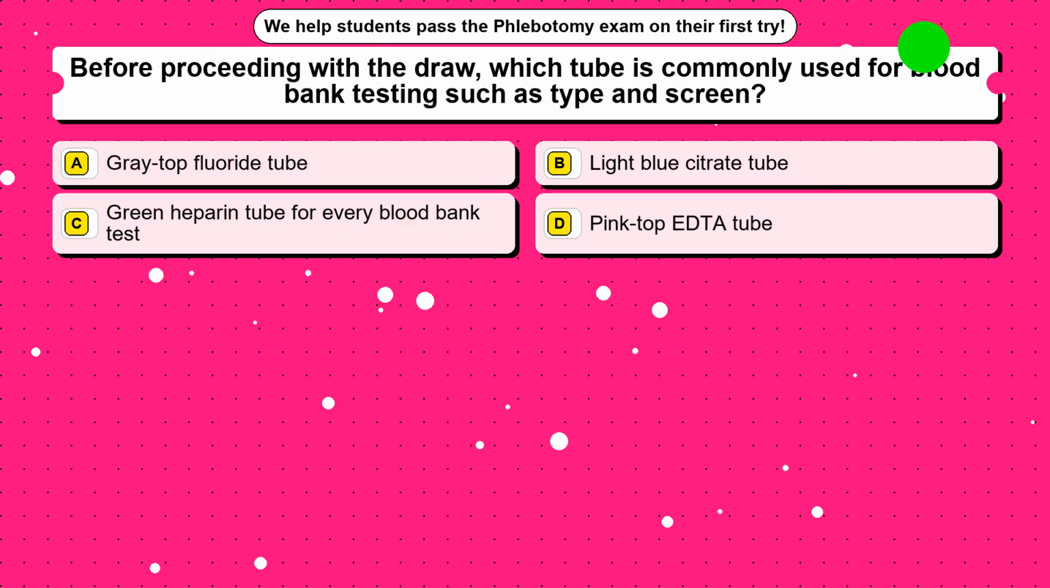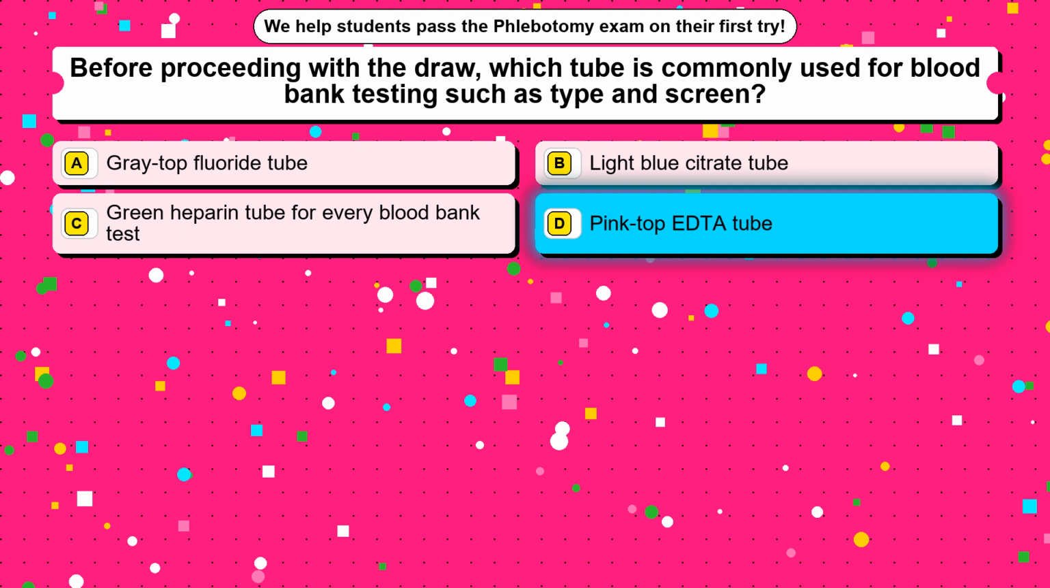Question 31. Before proceeding with the draw, which tube is commonly used for blood bank testing such as type and screen? Option A, gray top fluoride tube. Option B, light blue citrate tube. Option C, green heparin tube for every blood bank test. Option D, pink top EDTA tube. The correct answer is option D.